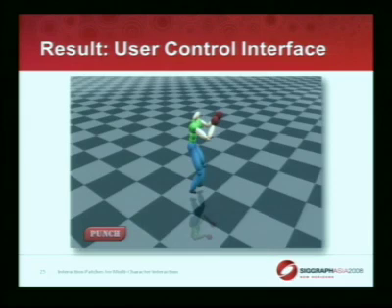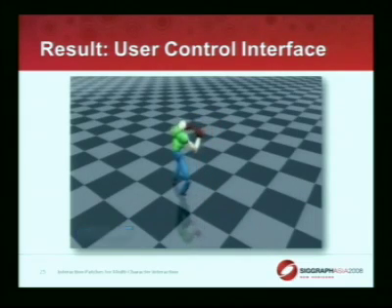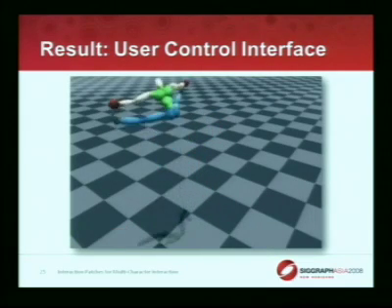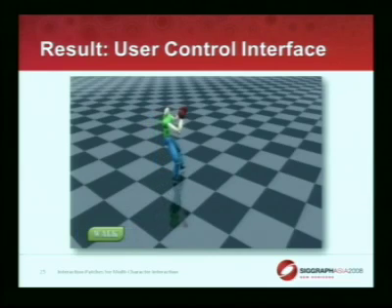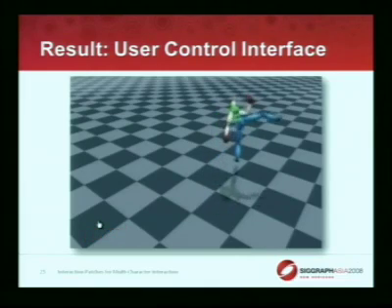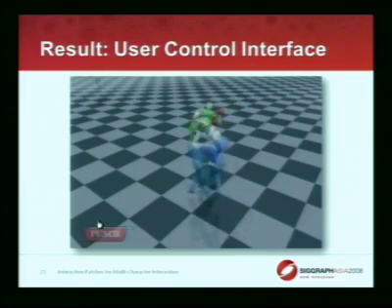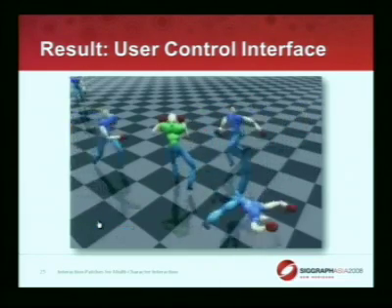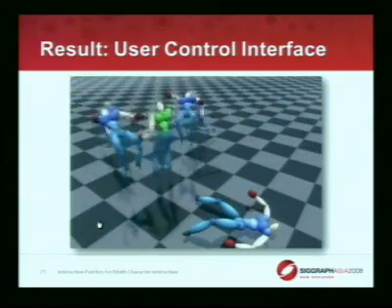In this example, we try to create a user control interface such that the animator can generate the scenes. So as you can see here, the animator gives some high-level commands such as punch, kick, or avoid, and then the main character in the scenes will do the action accordingly. And then the system plans the whole scenes by applying the interaction patches.